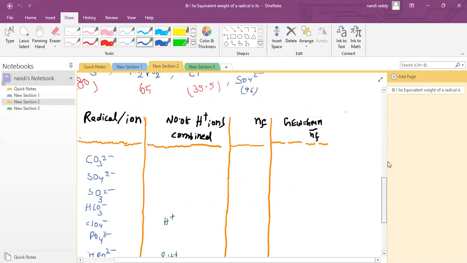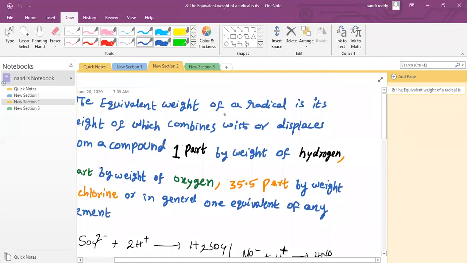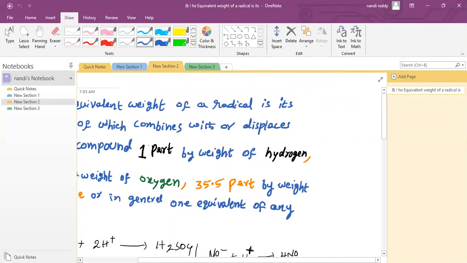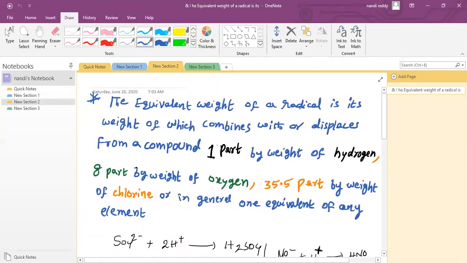See, this is the definition here. The equivalent weight of a radical is its weight which combines with or is displaced from a compound by 1 part by weight of hydrogen, or 8 parts by weight of oxygen, or 35.5 parts by weight of chlorine, or in general one equivalent weight of any element.